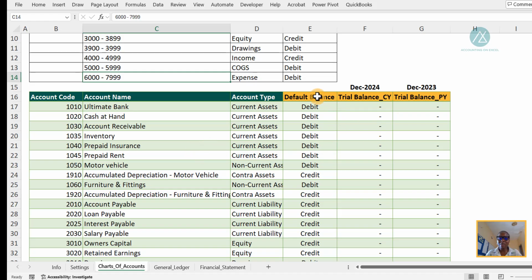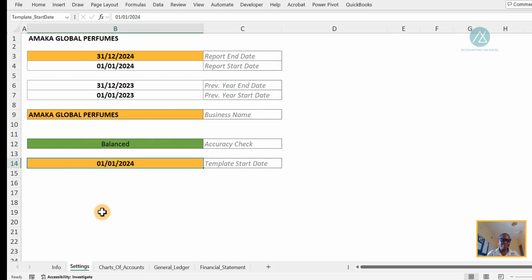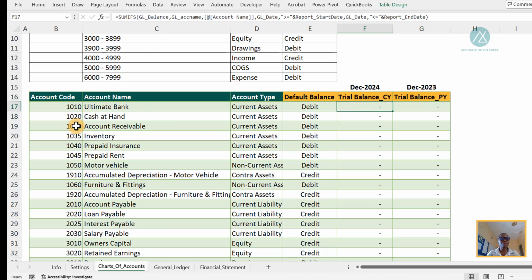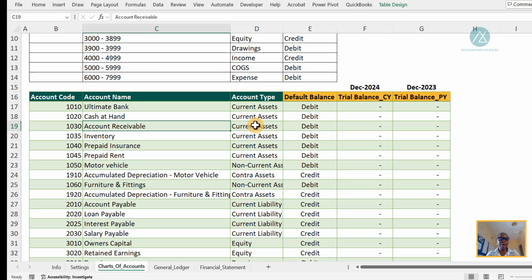Have it in mind that for this sheet, the headings with the yellow fill have formulas. It's like contradicting the settings sheet, where the yellow fill has no formula, but here the ones with the yellow column heading have formulas. So you don't need to input anything here. You see, it has formulas. All you need to do is put in the code, put in the account name, and select the account type. This automatically fills itself.